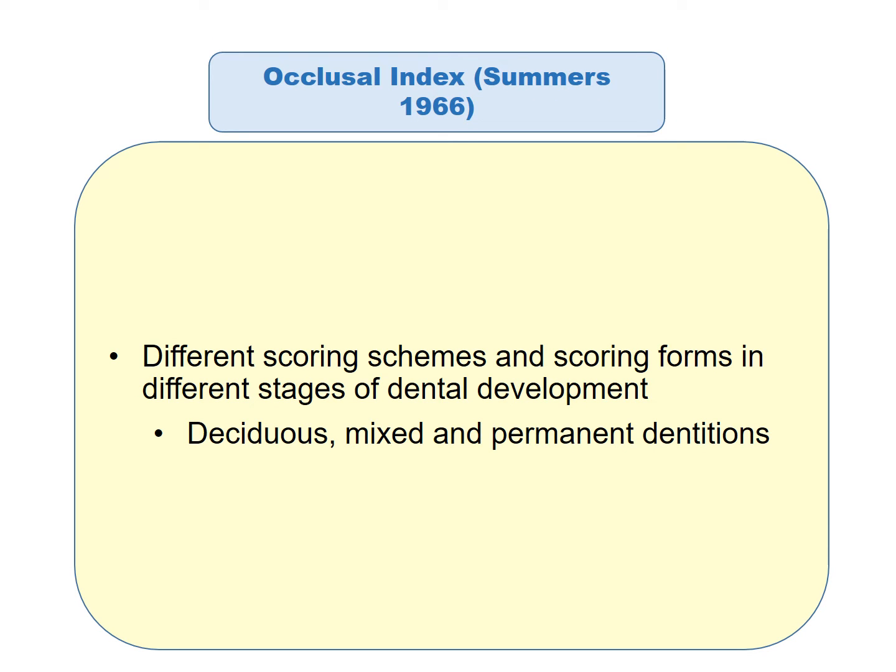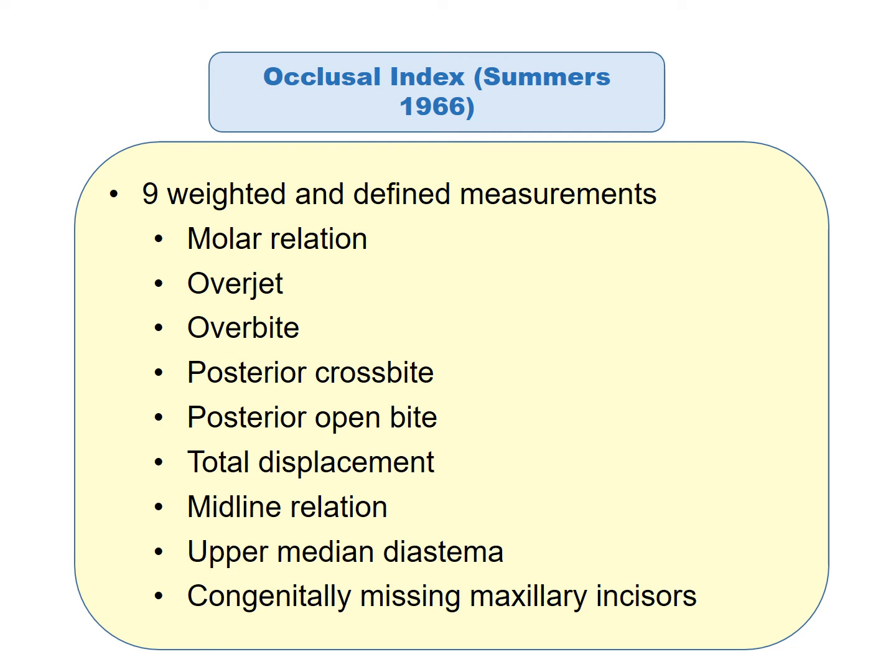Now let's have a look at the occlusal index of Summers, which was introduced in 1966. It has different scoring schemes and scoring forms in different stages of dental development. So there are separate scoring schemes for deciduous, mixed and permanent dentitions.